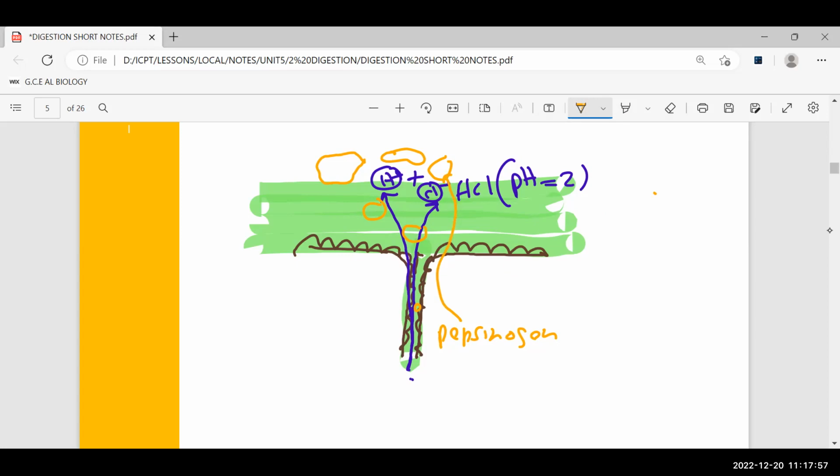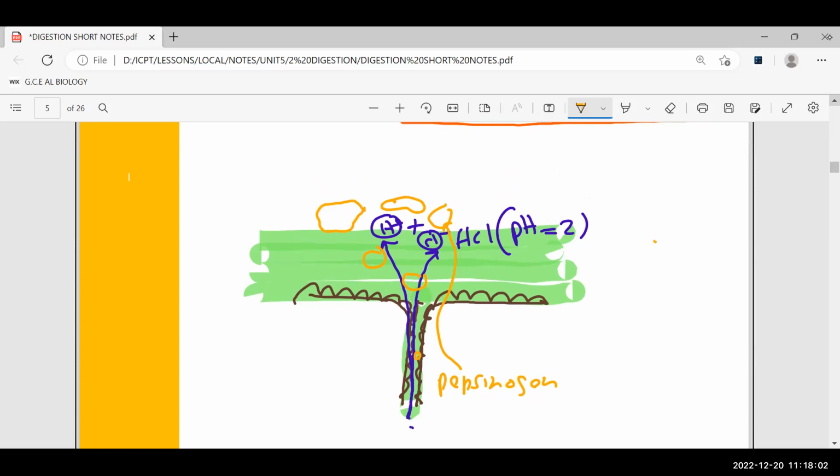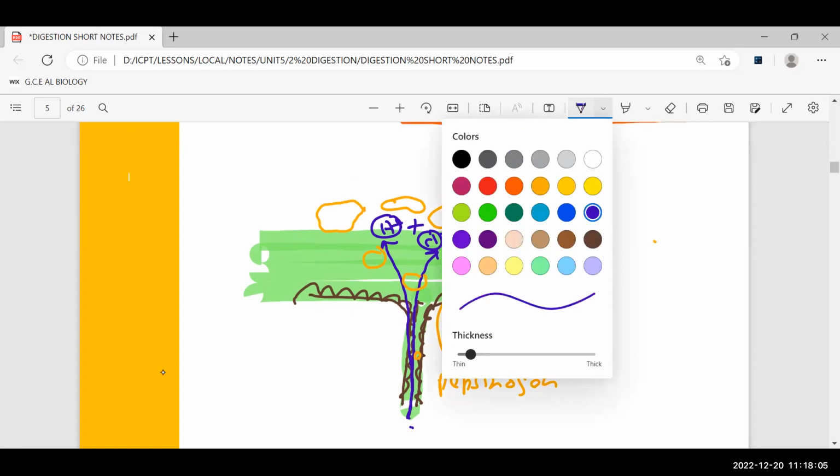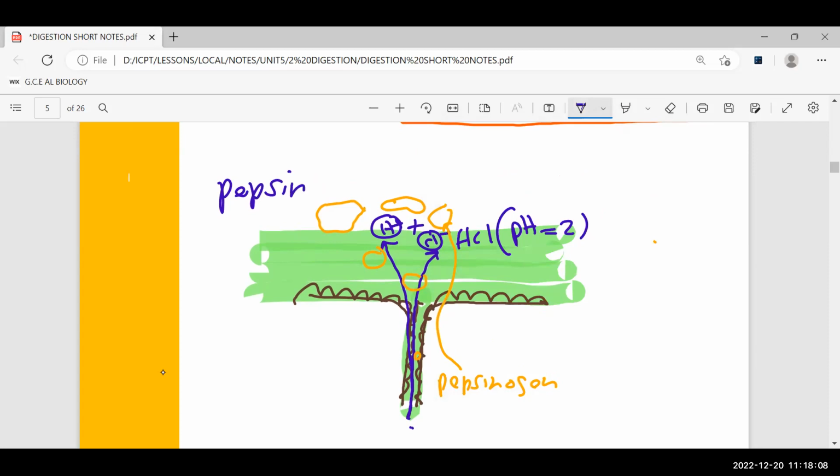Now, pepsinogen in the presence of hydrochloric acid converts into pepsin. Pepsinogen converts into pepsin in the presence of hydrochloric acid. Now, why is this important? If they produce pepsin, it's the active form. Pepsin is the active form of the enzyme.